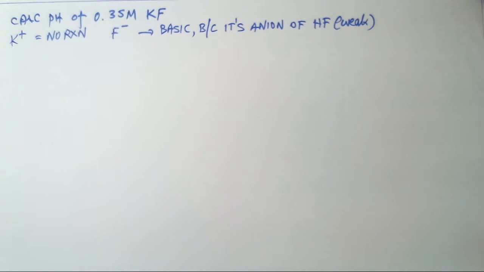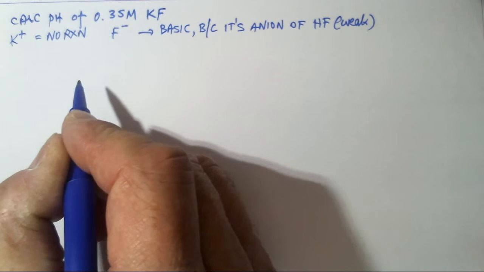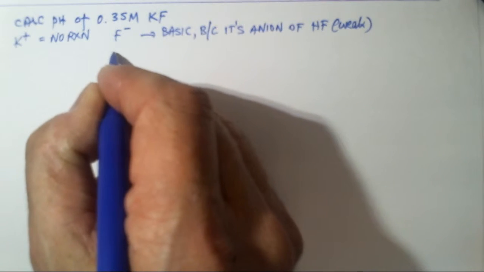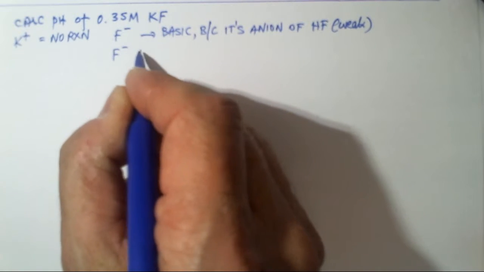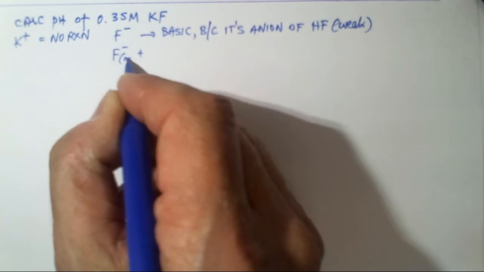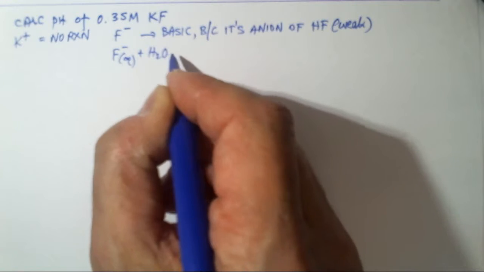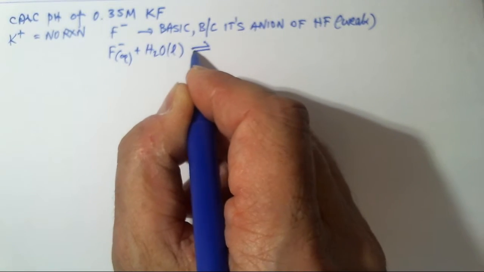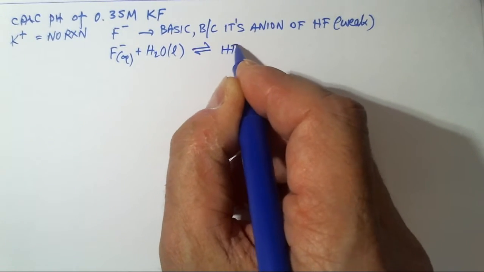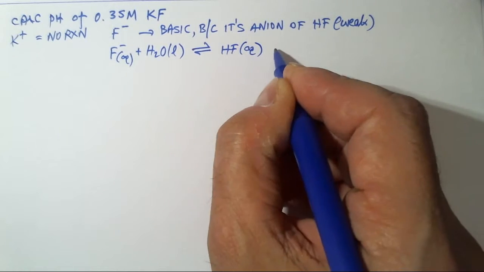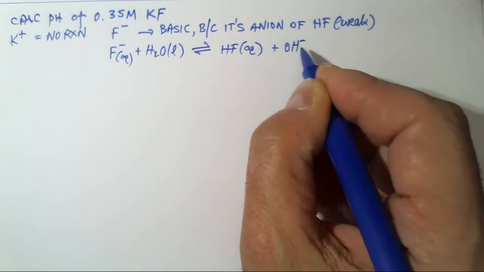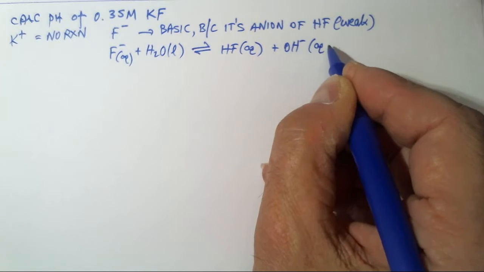The next question we might ask is, well, if it's basic, what does that mean? It means it produces hydroxide. So then we could say, well, what's the equation for that? How would you get hydroxide ion? And so we'll write out this equation. F- aqueous plus H2O liquid is in equilibrium, and you get HF and OH-. So we are producing hydroxide.